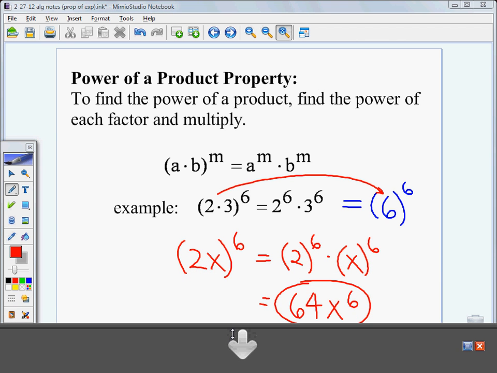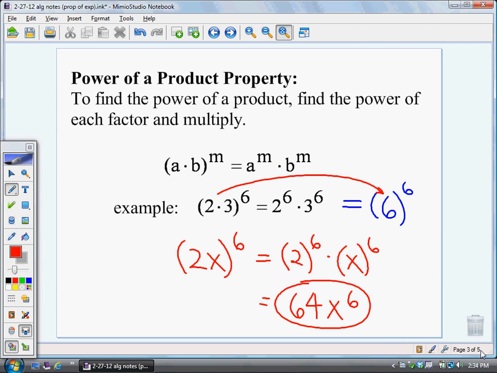And this last piece here is one where I have an x, 2 times x raised to the 6th power. Now I can't put 2x any simpler than 2x, so I have to use the property. I take 2 and raise it to the 6th power. I take x and raise it to the 6th power. 2 to the 6th power is 64. X to the 6th power is x to the 6th, and you end up with 64x to the 6th power.